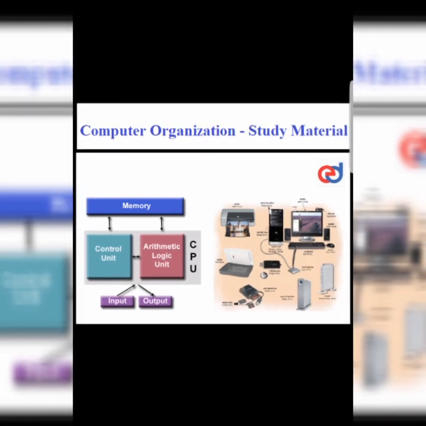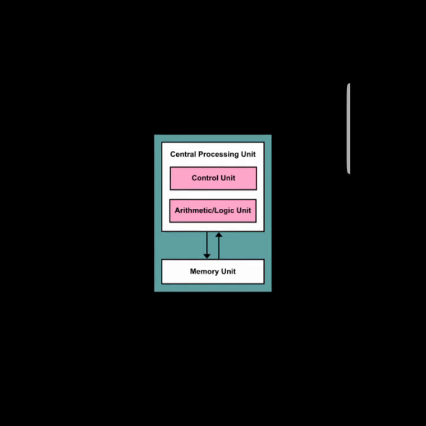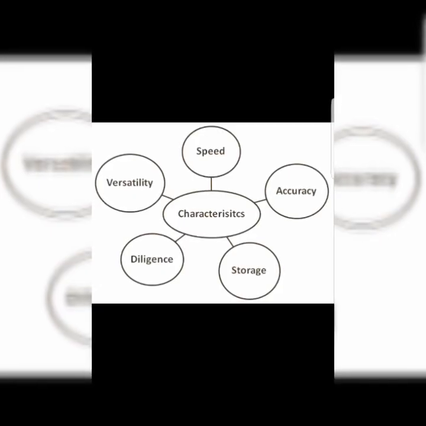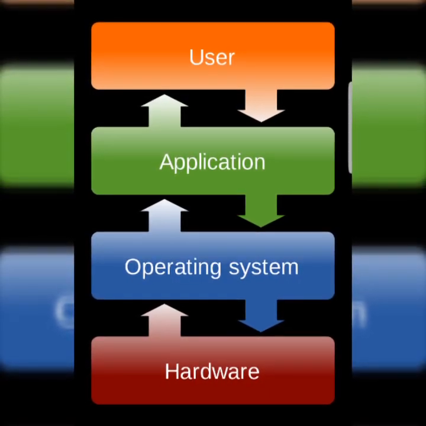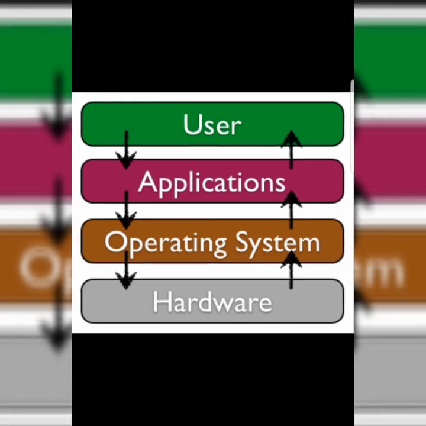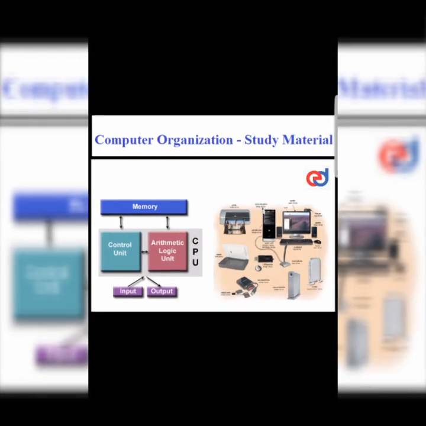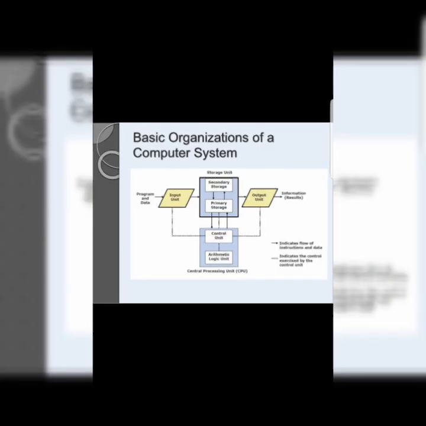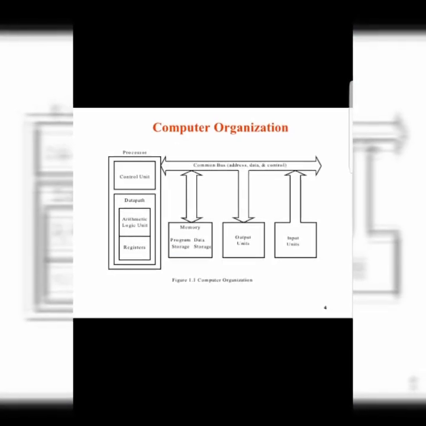The fourth characteristic is diligence. Diligence means a computer can do the same task again and again without getting bored. If a person does the same job every day, every moment, then he or she gets bored after some time. But a computer doesn't get bored after doing the same job again and again.